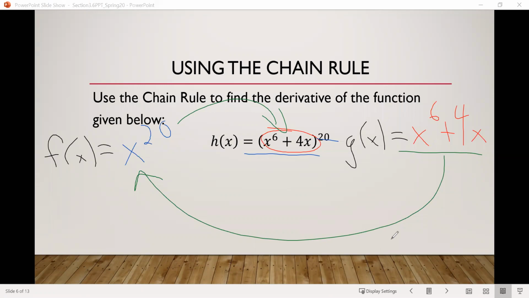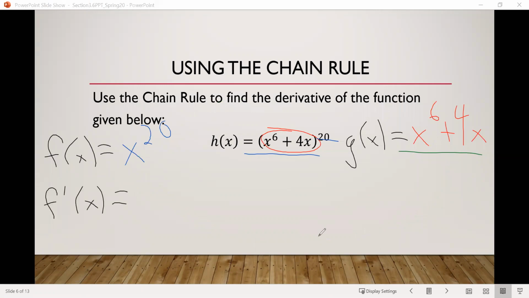Okay, so we've got our f and our g identified. So now what we do, based on what we saw on the previous slide, is we'll find f prime of x. So let's take our derivative of our outside function here, which is going to involve the power rule. So we'll bring the 20 down, subtract 1, so this becomes 20x to the 19th. But we're not done here.